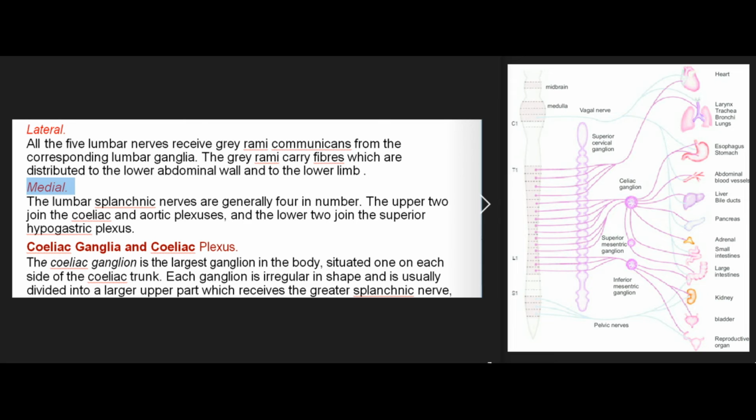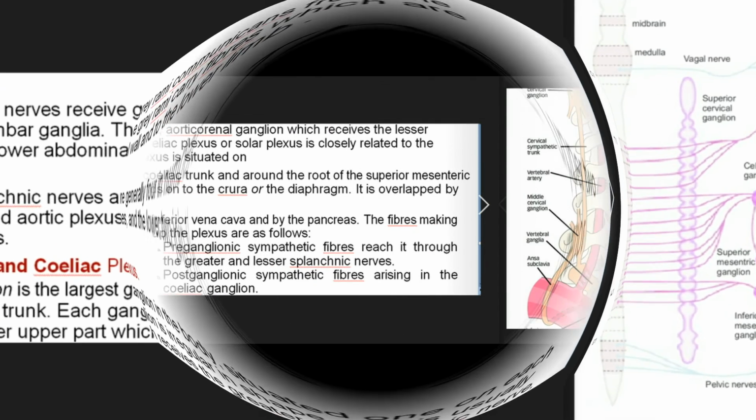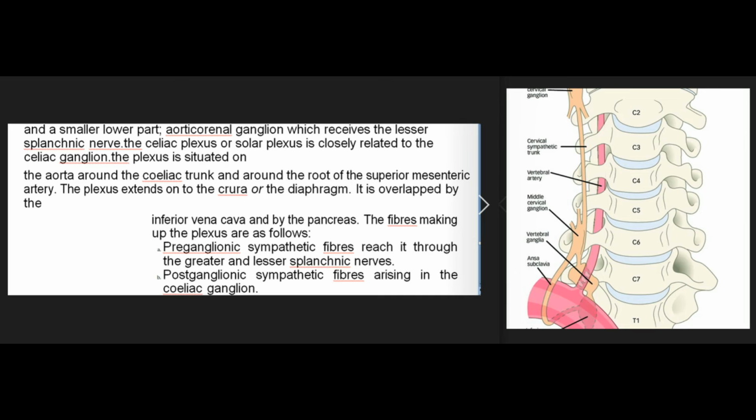Coeliac ganglia and coeliac plexus. The coeliac ganglion is the largest ganglion in the body, situated one on each side of the coeliac trunk. Each ganglion is irregular in shape and is usually divided into a larger upper part which receives the greater splanchnic nerve, and a smaller lower part, the aorticorenal ganglion, which receives the lesser splanchnic nerve.